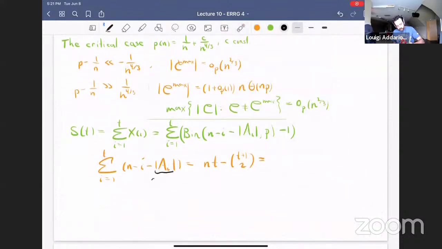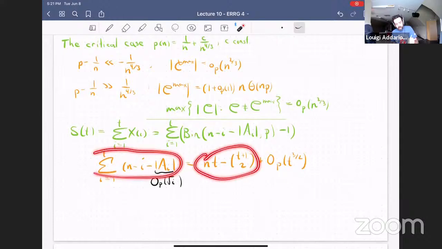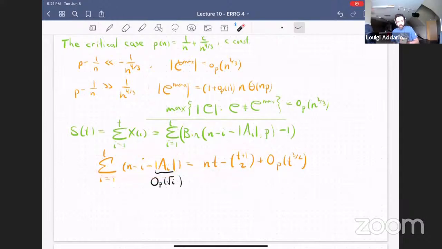Well, we know that these A_i are of order root i, but even the maximum is of order root t. So the sum of those will be at most order t to the 3/2 in probability. So at least to a first approximation, the dominant contribution to this sum will come from the first two terms in this expression.